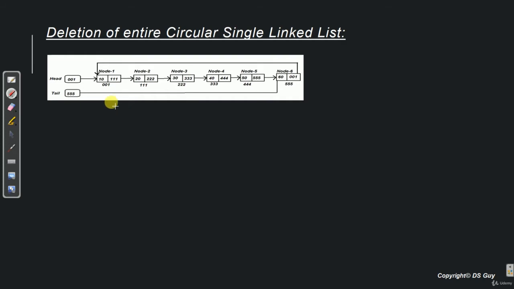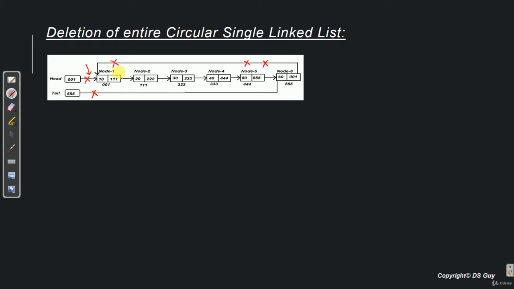So the steps are extremely simple. All that we have to do is disconnect this link, then disconnect this link, and finally disconnect this link. So if we disconnect this link over here, node 1 now does not get pointed by head, it only gets pointed by node 6. So till now it is not eligible for garbage collection. Once we delete this connection over here, now node 1 does not get pointed by any of the nodes. So now it is eligible for garbage collection.